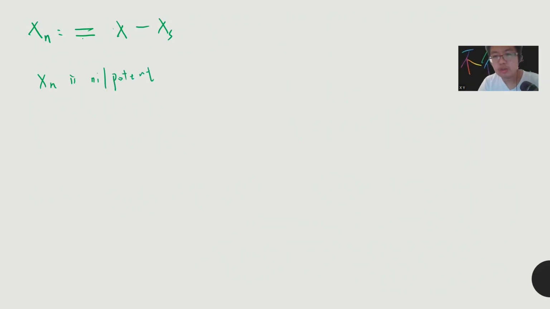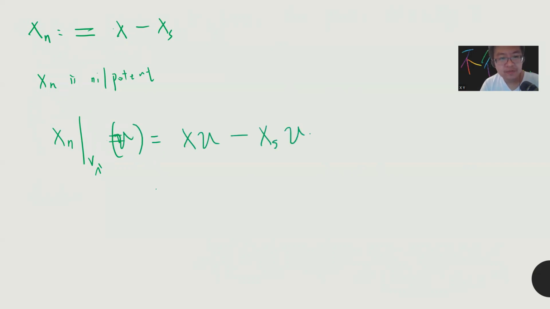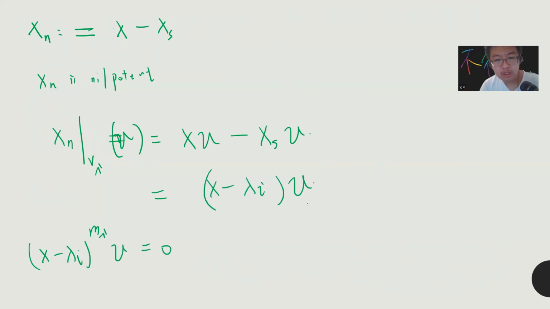It's not difficult. Let me see how I see this. If you restrict it onto the spatial block, this means that you restrict this map onto Vi. This is the same as if you act on V, you will get X_V minus S_S V, right? But V satisfies this property. So this means that X minus lambda is X minus lambda I on V.